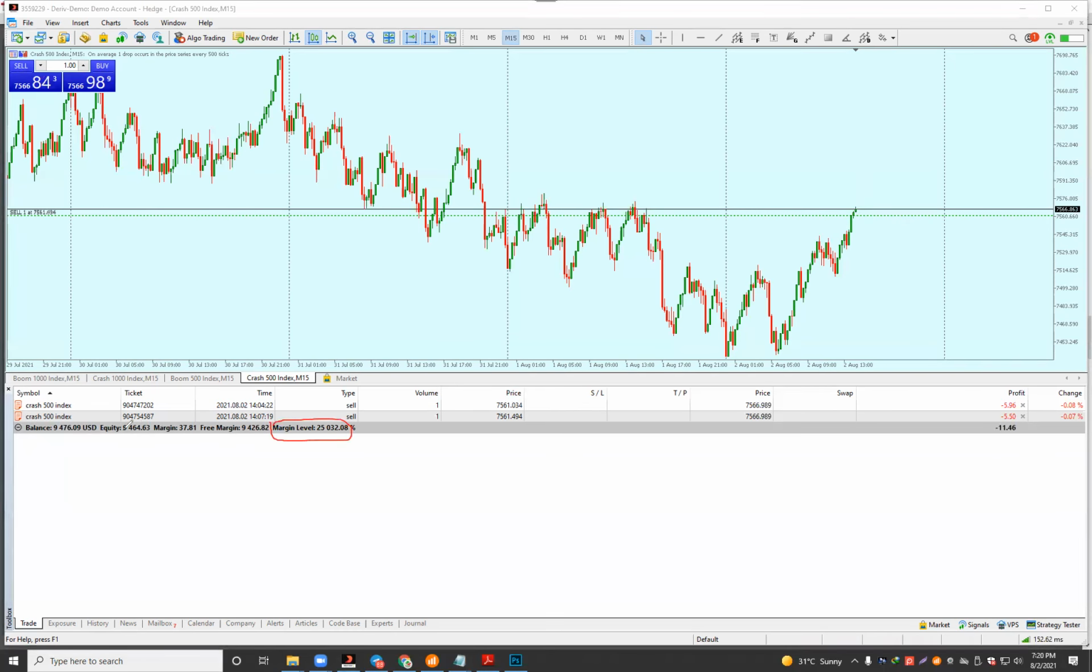You only have the balance, your equity, your free margin, or your reserve margin. The margin level will not hit you. Okay. Yes, sir. Thank you.